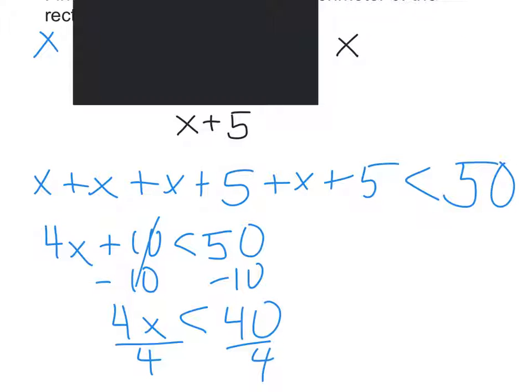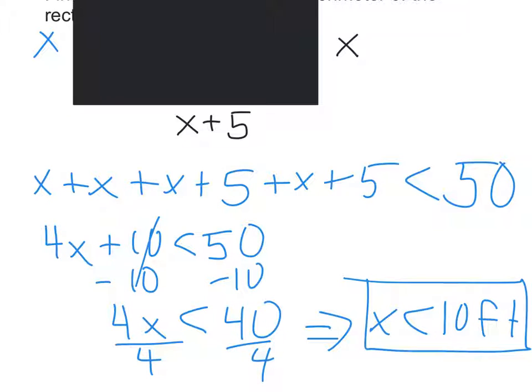and this will give you x less than 10, and it said it was in feet, I think, so 10 feet. Okay, so it's just saying if one of the sides is less than 10, that means the other side would be less than 15, by the way. If x is less than 10, then your perimeter, the distance around, will be less than 50.